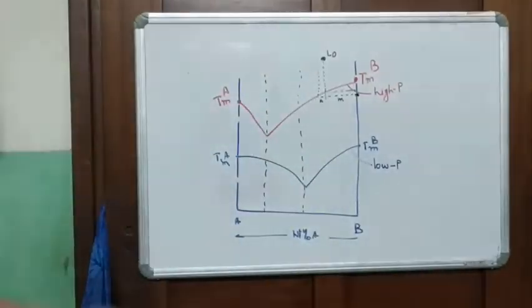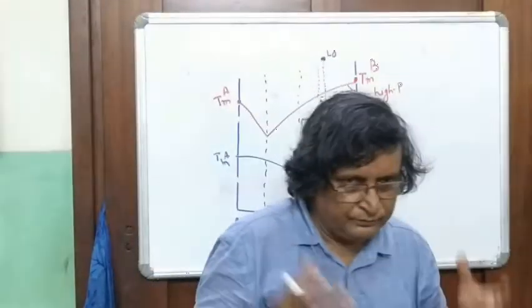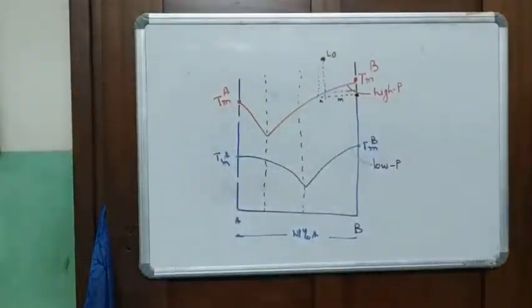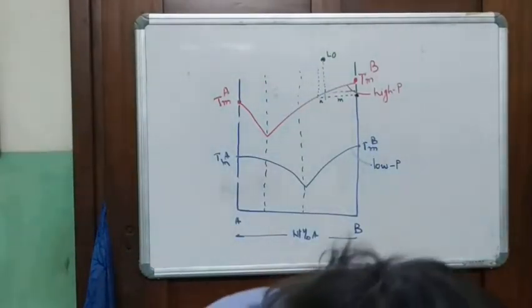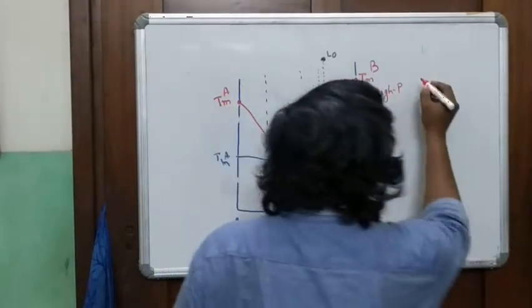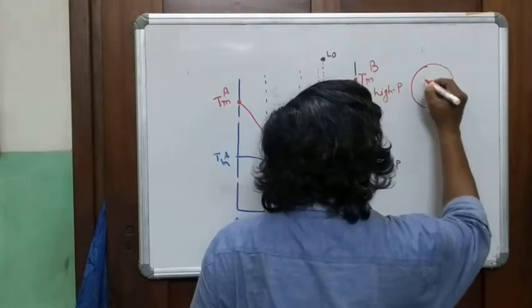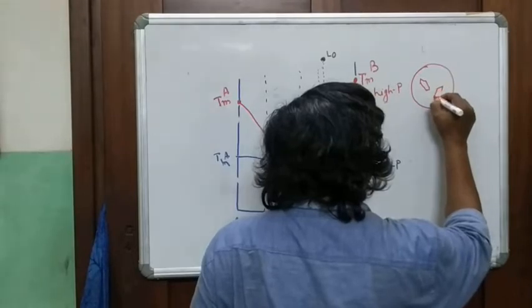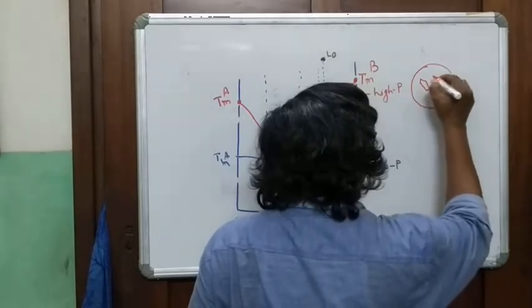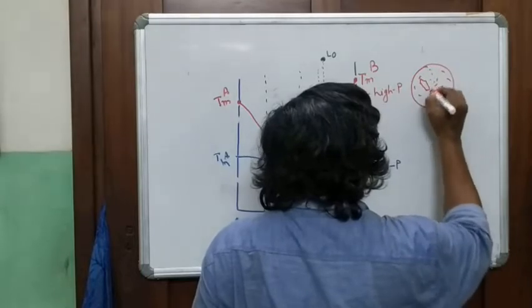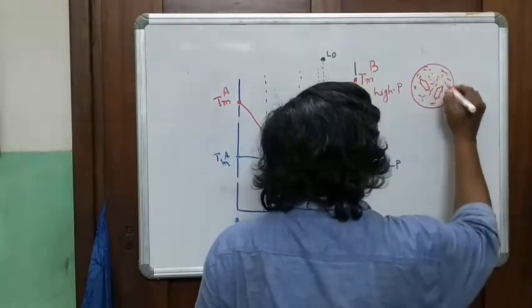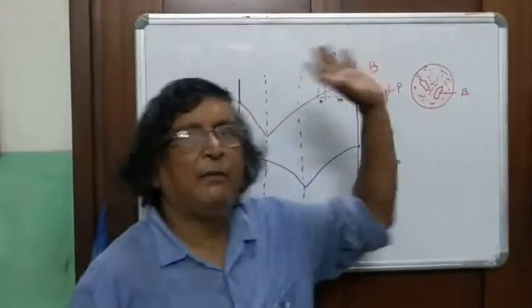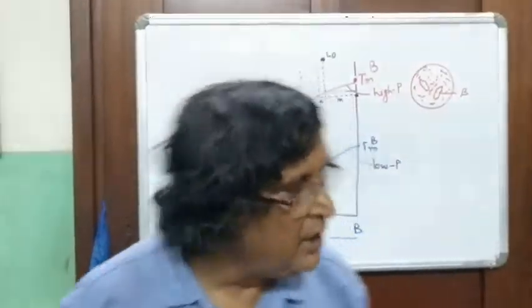Now say, by some mechanism, so before we do that, we will quickly draw a diagram here just to remind us what happened. So you have nice crystals of A in a magma. These are euhedral phenocrysts of B. Euhedral phenocrysts of B in a magma.